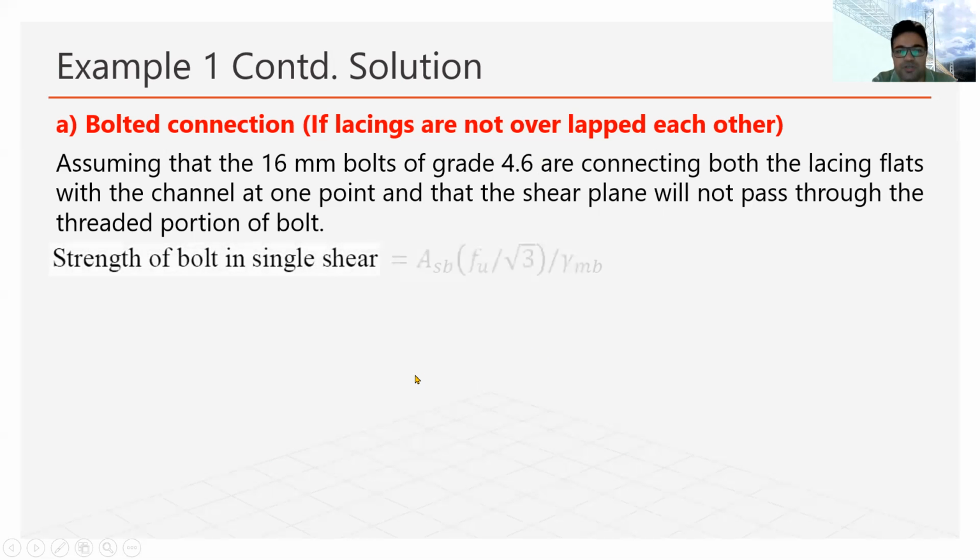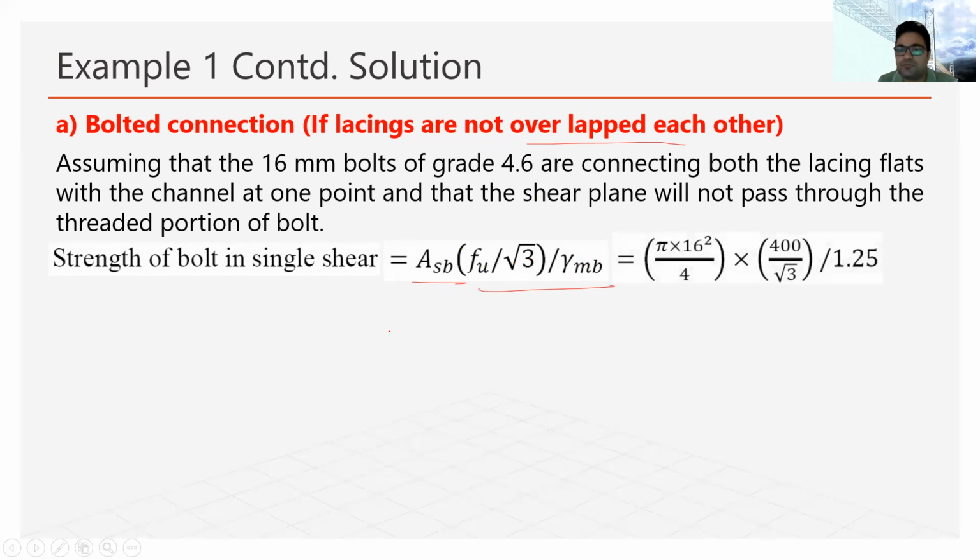Now the strength of bolt in single shear this time. As I said, in this case the lacing bars will not be overlapped on each other, so it will be in single shear, and for single shear it will be ASB into Fu by root 3 upon gamma MB. So putting all the values, ASB will be pi d square by 4, and the Fu value we already know, it will be 400 for this bolt. So the strength of the bolt in single shear is 37.147 kilonewton for the shear criteria.